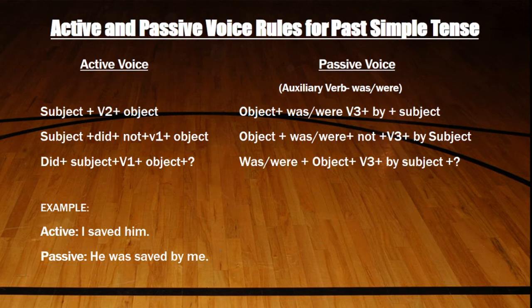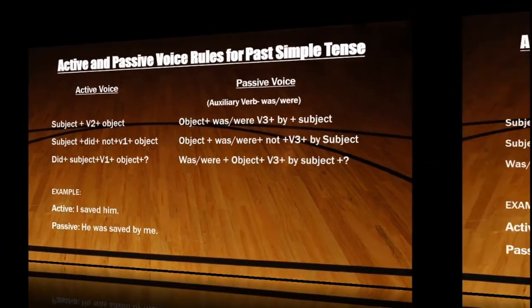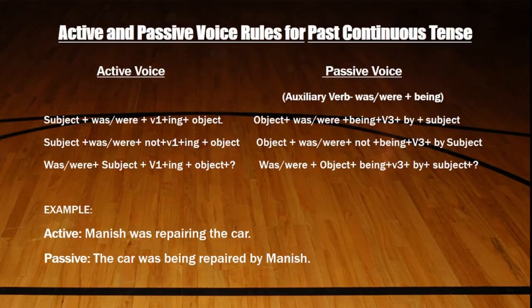Again, do not forget the question mark. Here the example is active: I saved him. In the case of passive, it is: he was saved by me, right? So now what happens in the past continuous tense? It's like the auxiliary verb was, were plus being in the case of passive voice.